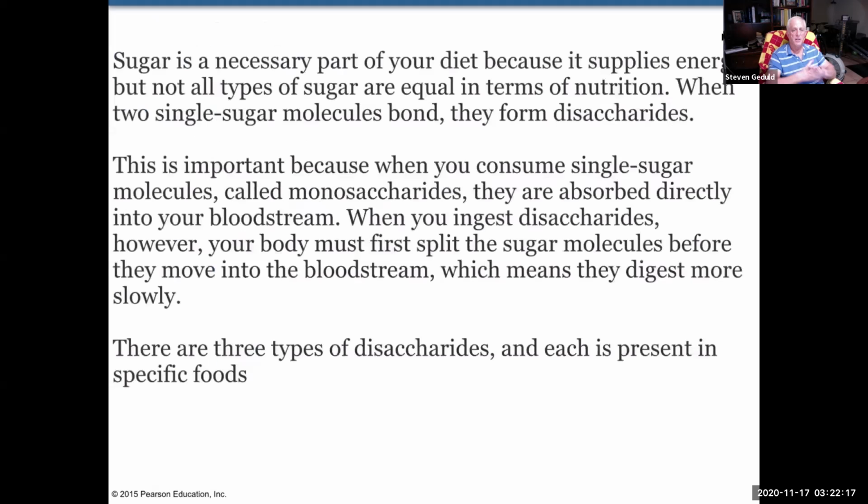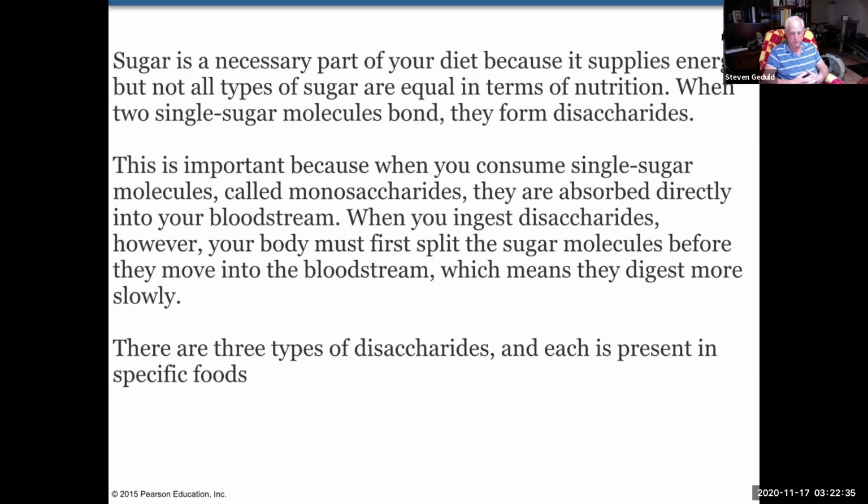Okay. Now, since I'm a dentist, sugar is one of the products that we digest a lot of. It's a big problem in our society today. I don't know what you're eating, but it might probably be sugar. Sugar is a necessary part of your diet. It supplies energy, which it does.